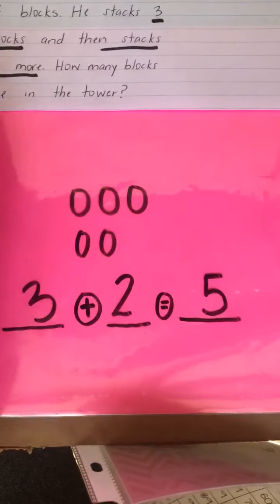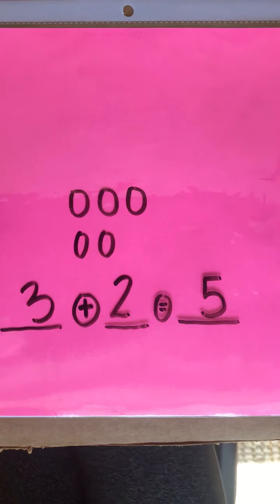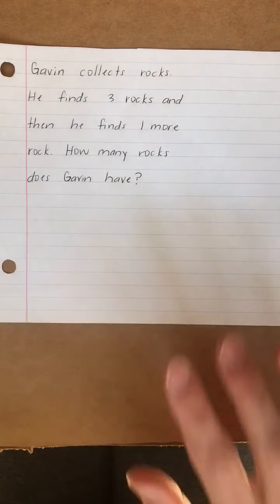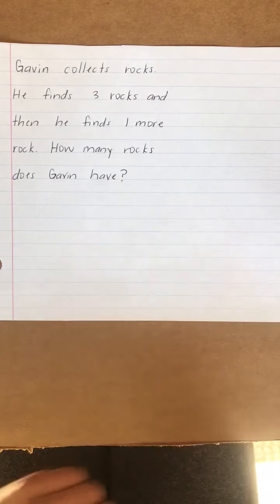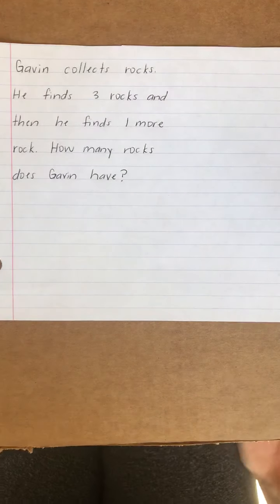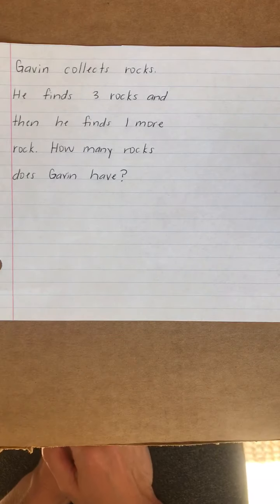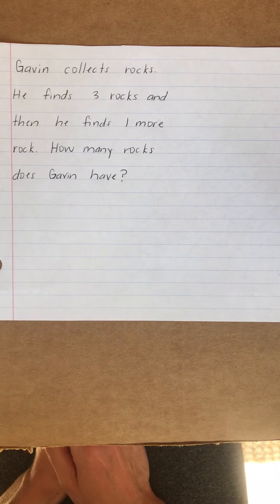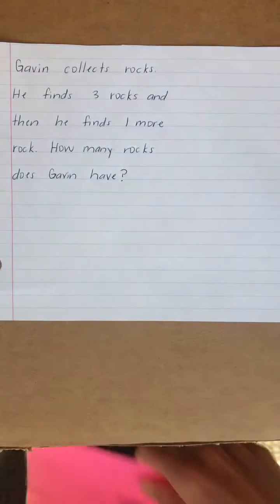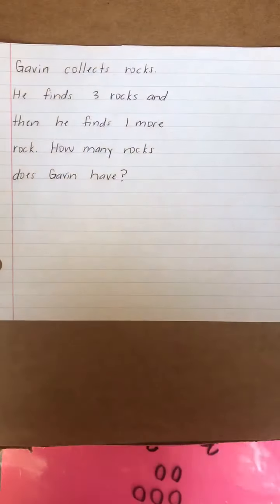Here's your word problem today. Your word problem says, Gavin collects rocks. He finds 3 rocks, and then he finds one more rock. How many rocks does Gavin find? So your job is to do your 3 reads, and then solve this question using either manipulatives, you can draw a picture, you can use a number line, or you can use your hundreds chart.